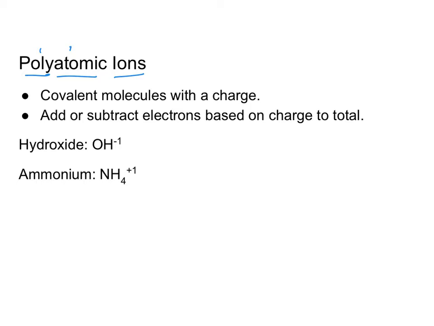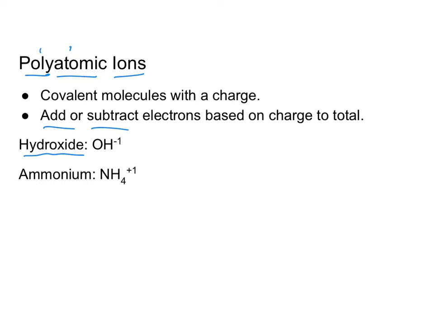So when we go through and do this, we're going to use the same general rules as we used for making regular covalent compounds, except this time we need to add or subtract electrons based on the charge that we see for the molecule. So let's do a couple examples here. The first example, this is hydroxide, and you'll notice that these are all printed on the back side of your periodic table. We're going to be using these a lot more in our next unit, but for now we're just going to be taking a look at how they're bonded.